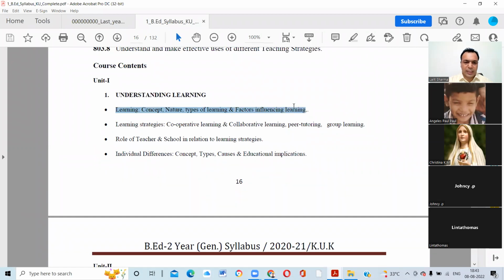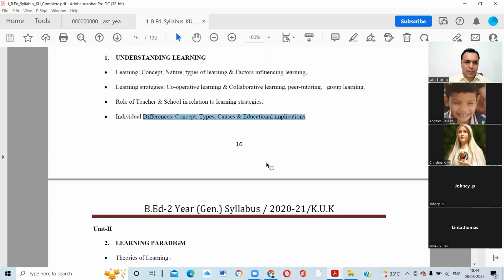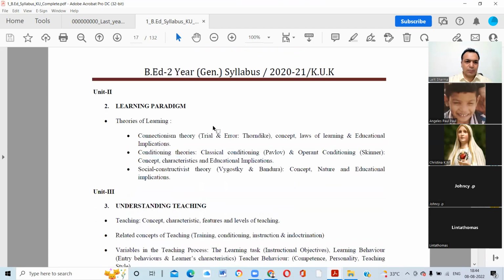Under learning: concept, nature, types of learning, and factors influencing learning. Then learning strategies: cooperative learning, collaborative learning, peer tutoring. See, a peer tutoring question has come and a group learning question has come. And one question has come from individual differences in last year's paper. So almost 2 questions are coming from here.